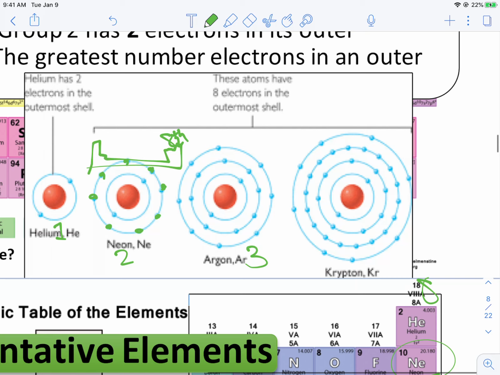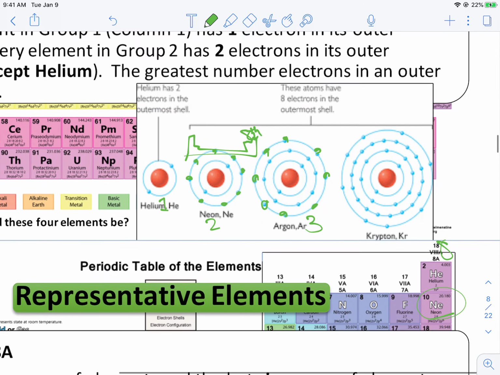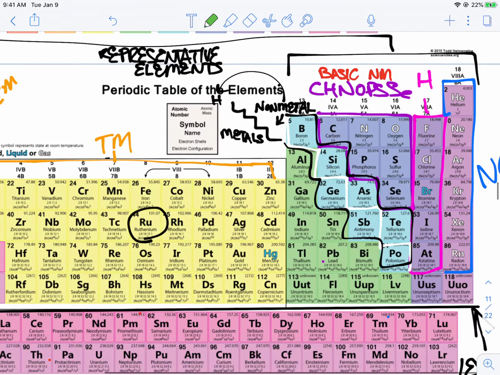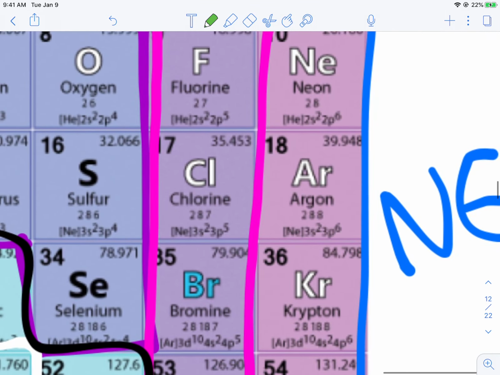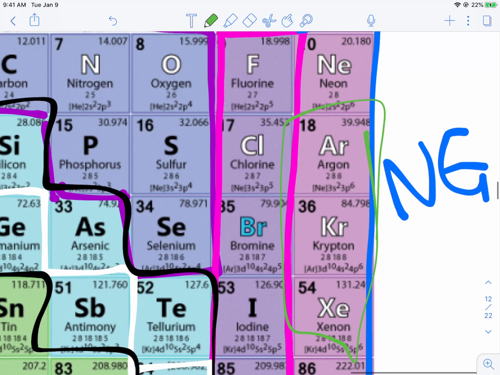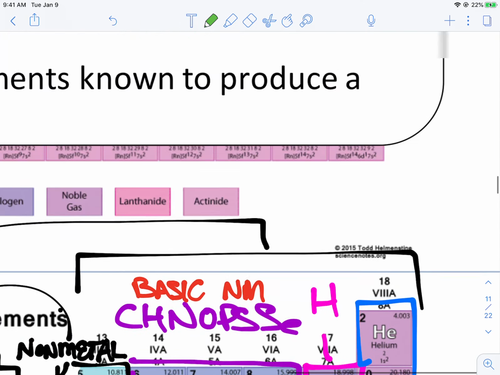Now argon, how many does argon have? 1, 2, 3, 4, 5, 6, 7, 8. It has 8. Is argon in the 8th group? Yes, it is. It's right here in the same group. And so is krypton. So anybody in this group right here, and it's longer than that, is going to have 8 electrons in its outermost shell. And its outermost shell is called the valence shell.